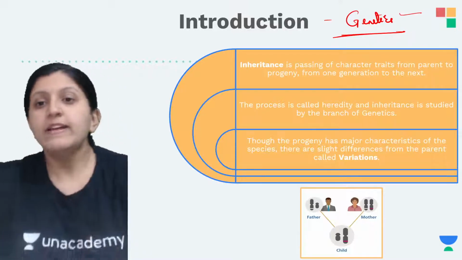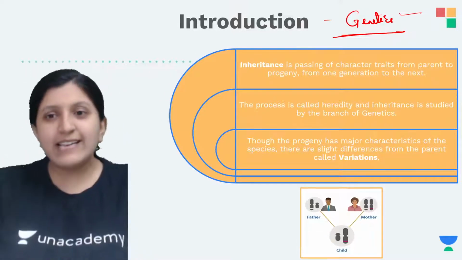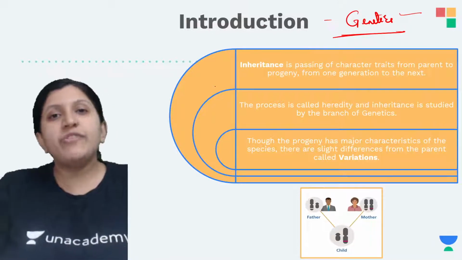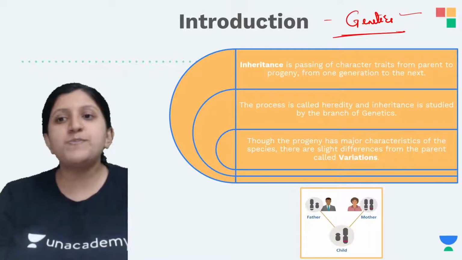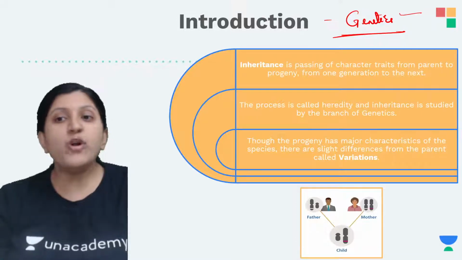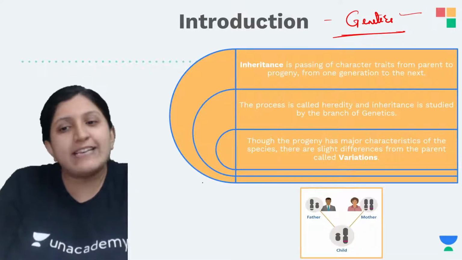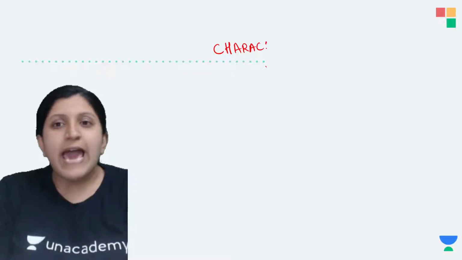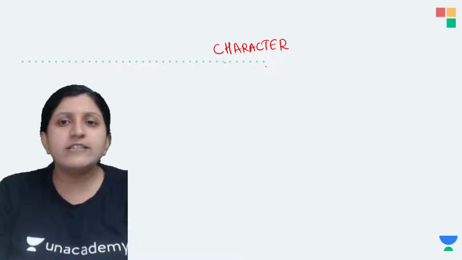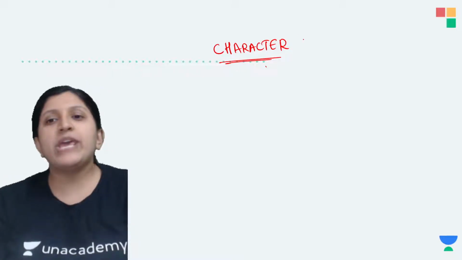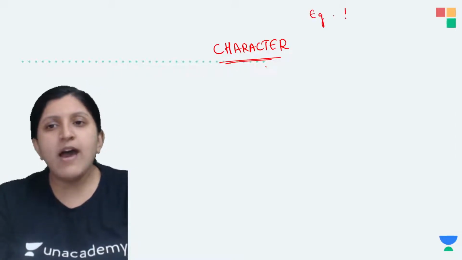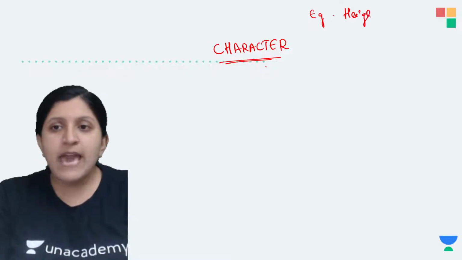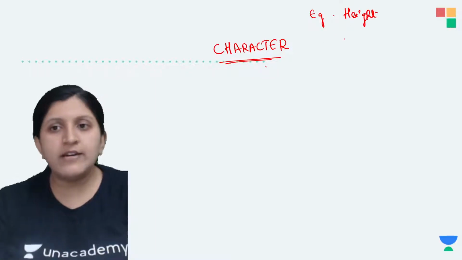All right. So what exactly is inheritance? Inheritance is basically the passing of characters. So what exactly is a character or a trait? Let's say there is a particular character that we are trying to study. A character is basically any body feature. Examples can be height, and eye color.